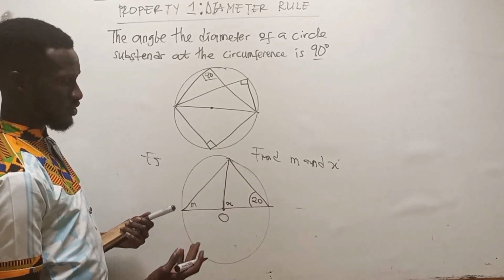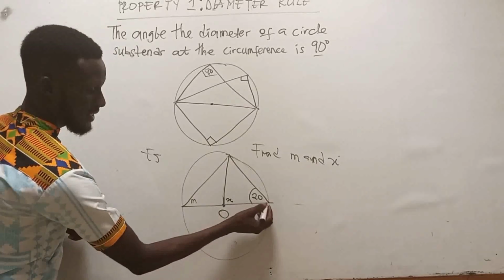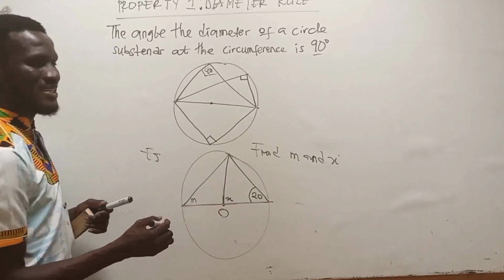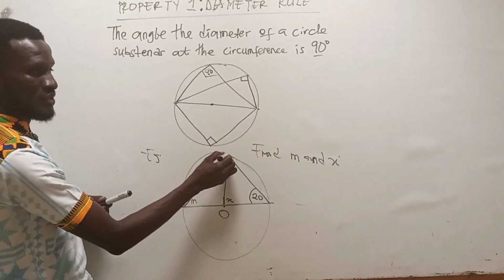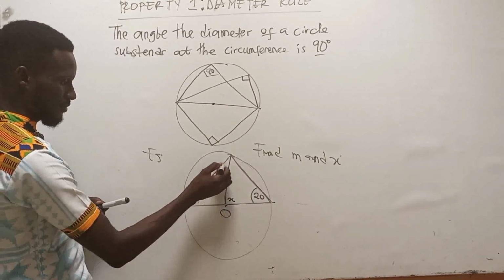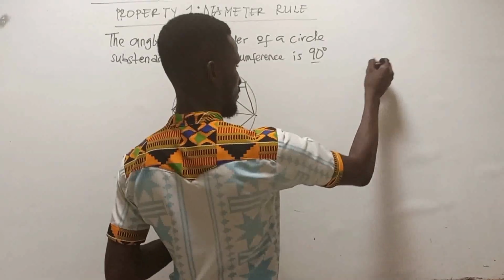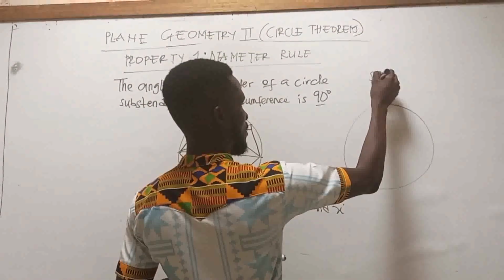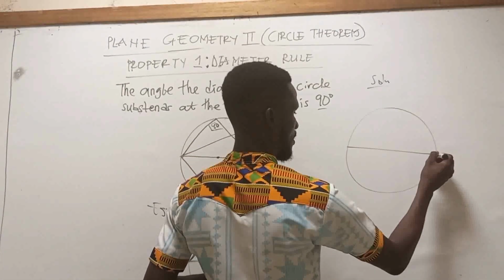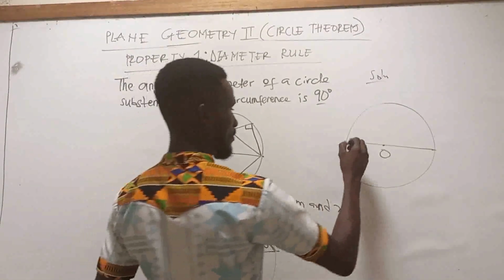So what does it mean? How are you going to find this one? Look at something. This is the diameter. Since this one is the center, it means this one is the diameter. Now this diameter is forming an angle at the circumference of a circle. So this one moves to this side. This one meets it here. So an angle is formed here. Let me draw it here. So we have this one. This is the center O. This one comes here.